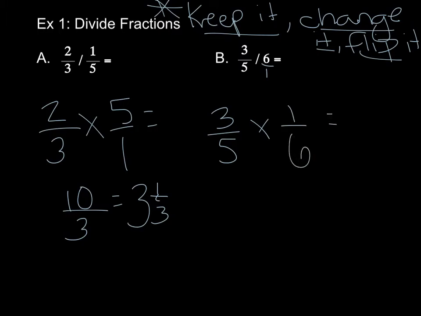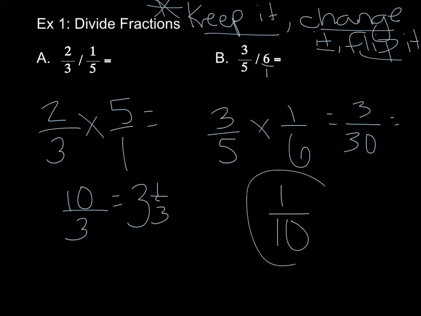And we multiply. 3 times 1 is 3. 5 times 6 is 30. Can we reduce? Yes, we can reduce by 3. 3 goes into itself 1 time, and 3 goes into 30 10 times.